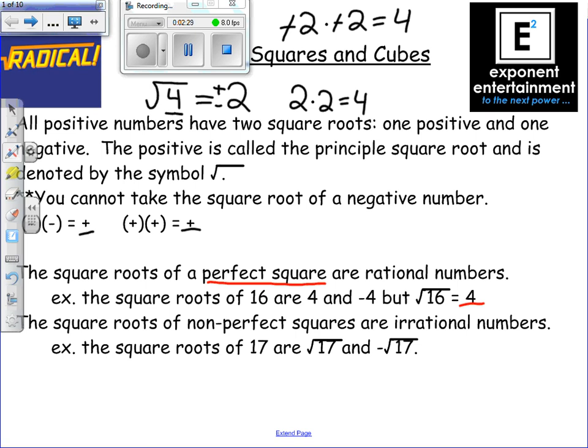So the square roots of non-perfect squares, like 17, are irrational numbers. So punch in your calculator square root of 17 and check out what you get. What is it? Who's got it? What is it? Do it again. 4.12 what?